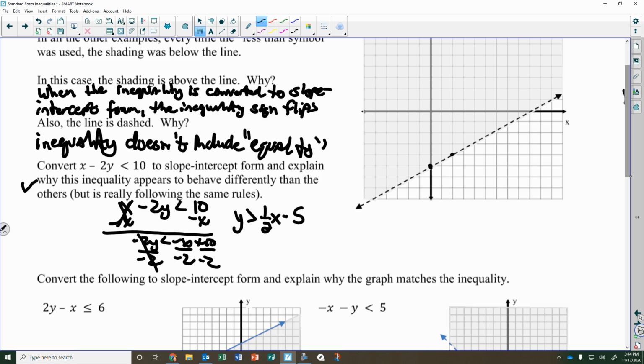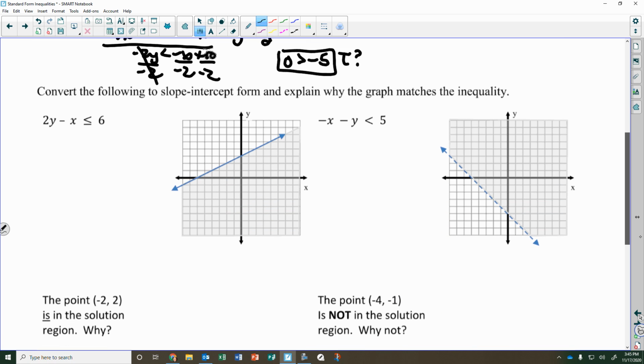I always like to use the point, especially on a graph, as 0, 0. It's super easy, right? If I plug in a 0 for y and a 0 for x, I get 0 is greater than negative 5. Is this a true statement? Yes, 0 is greater than negative 5. So since 0 is above the line, that's where you see it shaded. If it's false, you'd shade below the line. And that's an easy way to test. All right?